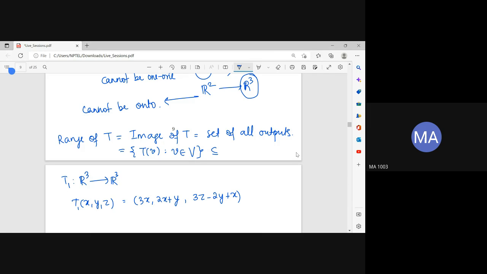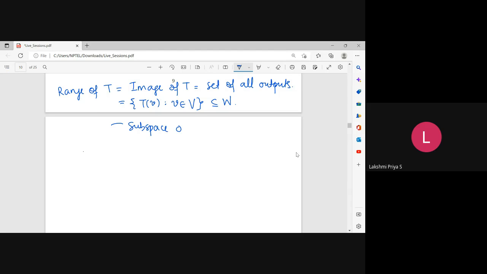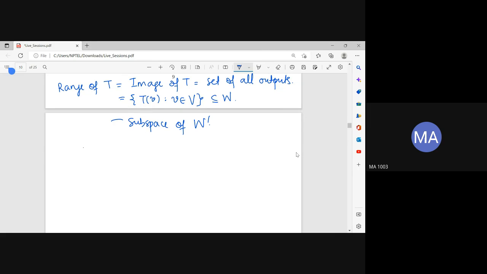Where does this lie? In the codomain. Since we have discussed this, is this a subspace? Subspace of what, the domain or codomain? It lies in the codomain, right? So is it a subspace of W? Yes.